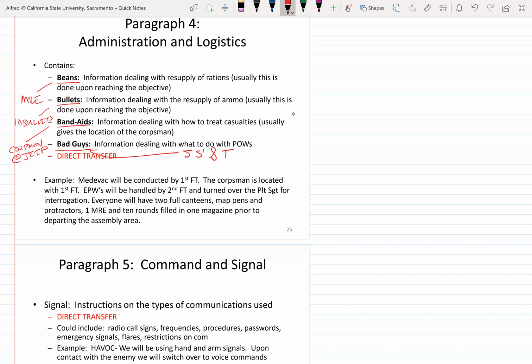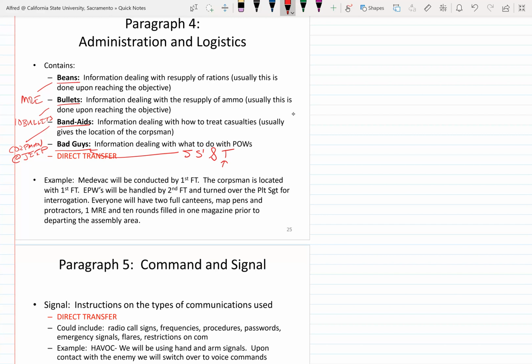Tag. Yeah, tag. Search, secure, tag, safeguard to the rear, something like that. Yeah, there's a certain procedure for dealing with prisoners of war.